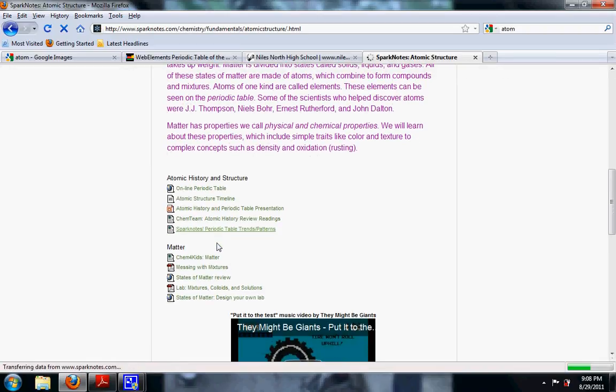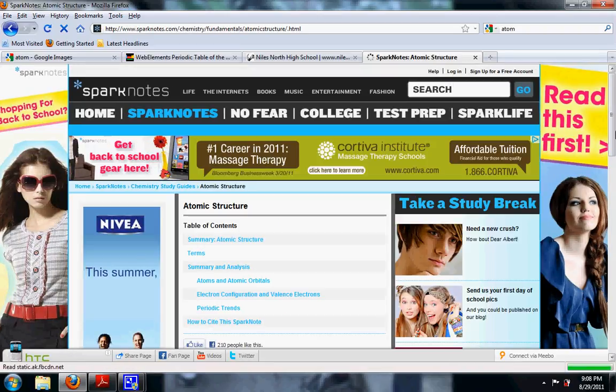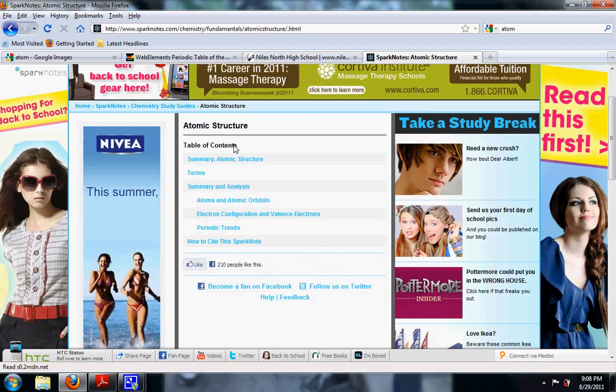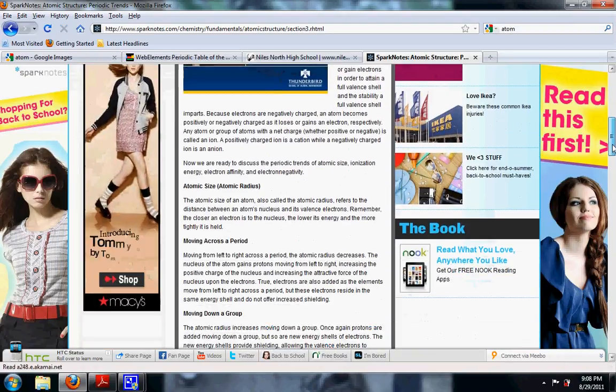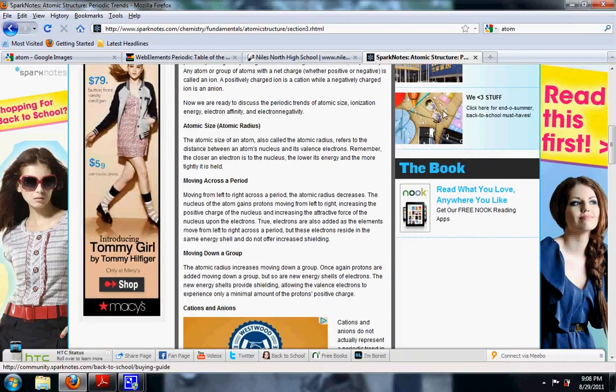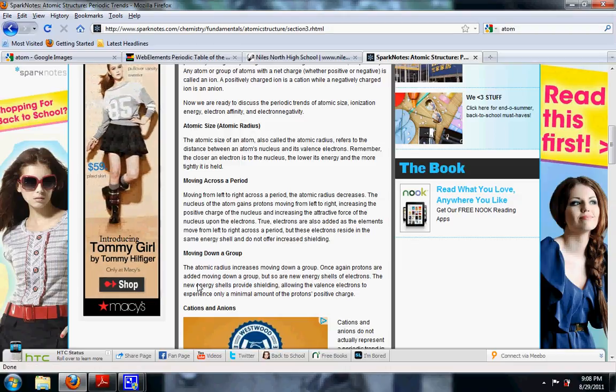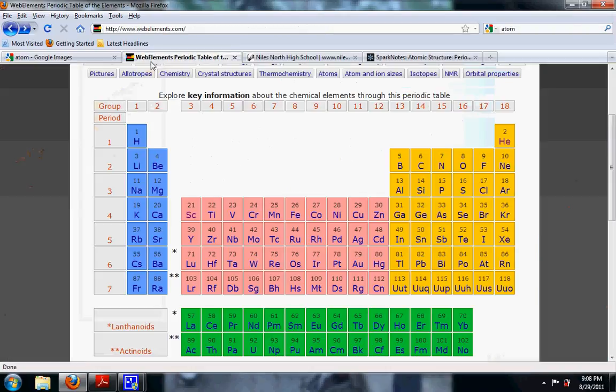And the SparkNotes website seems to be a really good website. It was recommended to me. And this tells you a little bit about the atom. And the one I really want to tell you about is a periodic pattern or trend in the periodic table. And the one I want to talk about is the size of the atom. We call that the radius, or the size of the atom. And the way it works is really pretty simple.